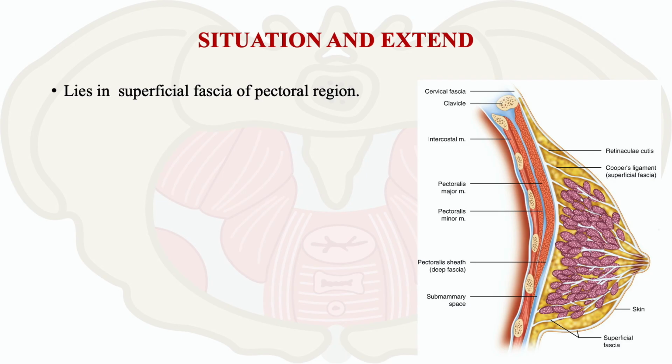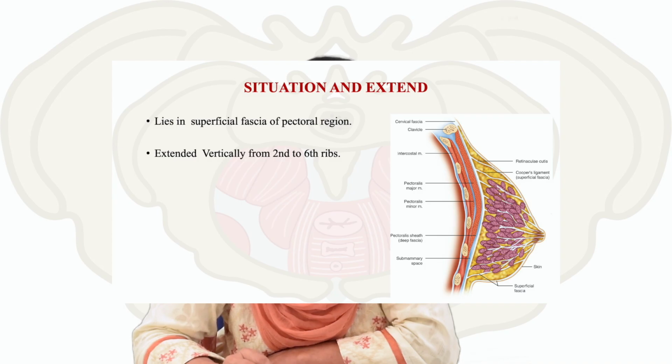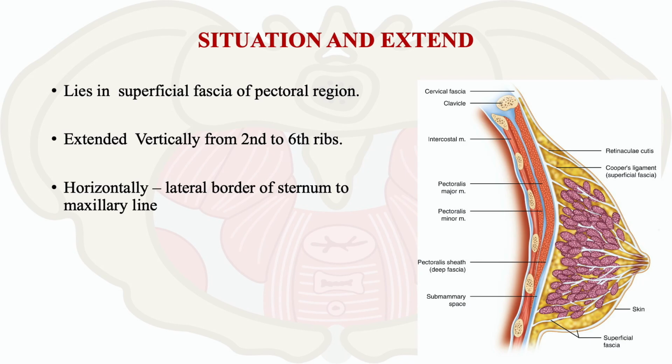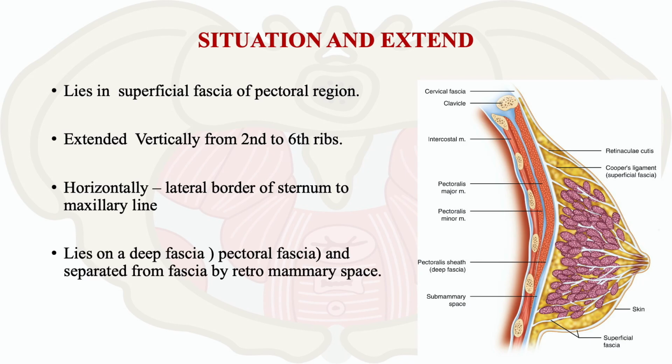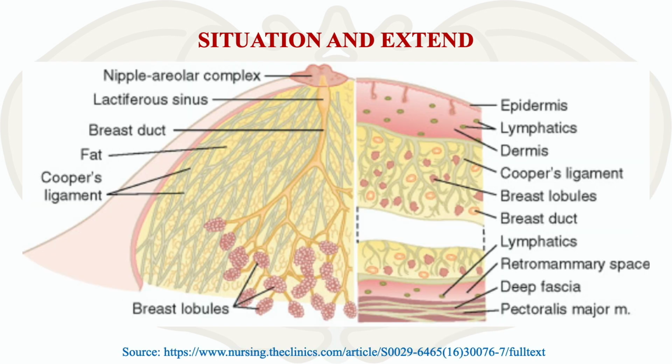Firstly, let us understand where the breast is located or situated in the body. It lies in the superficial fascia of the pectoral muscle region. It extends vertically from the second to the sixth rib and horizontally from the lateral border of the sternum to the axillary line. It lies on the deep fascia and is separated from the fascia by the retromammary space. In the picture you can see what I have mentioned. It is very clear from the picture. This also tells you the situation and extent of the breast in the body.